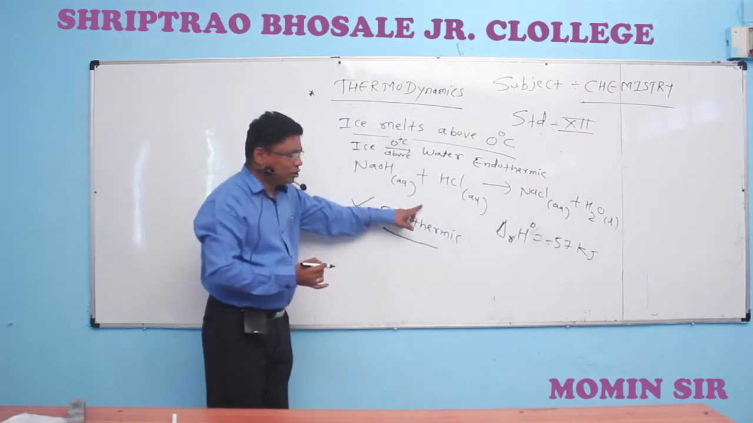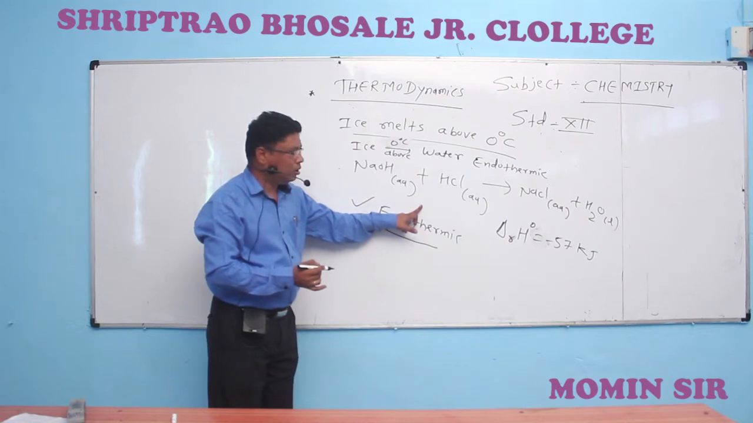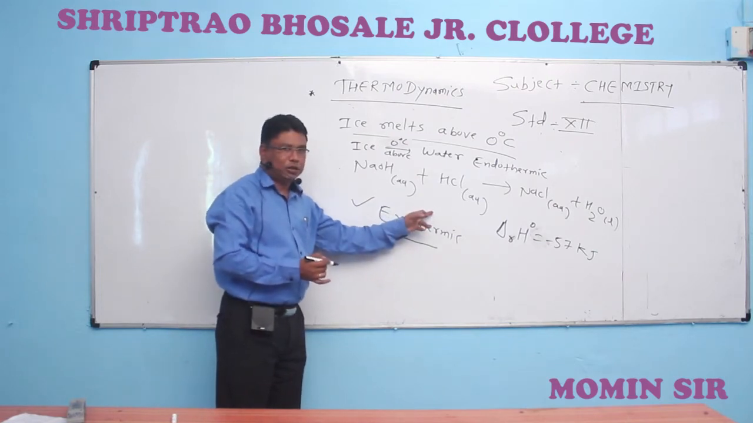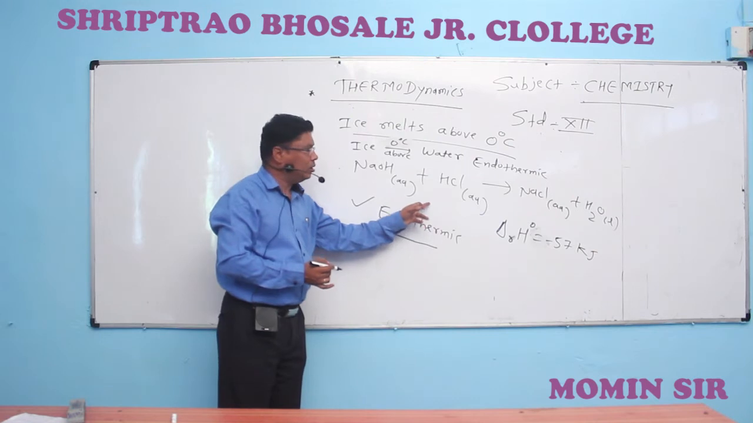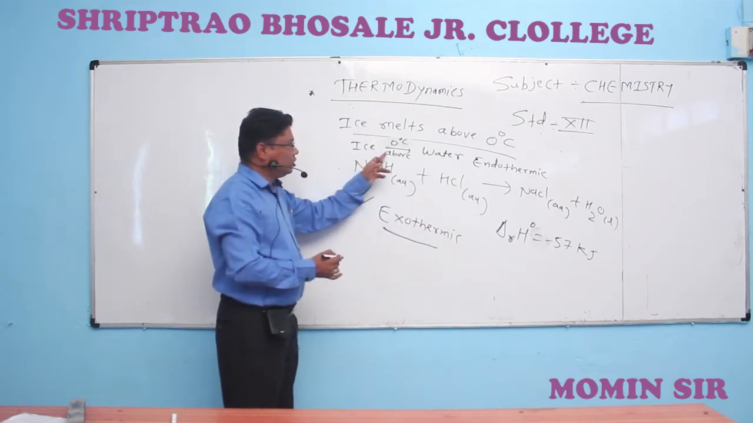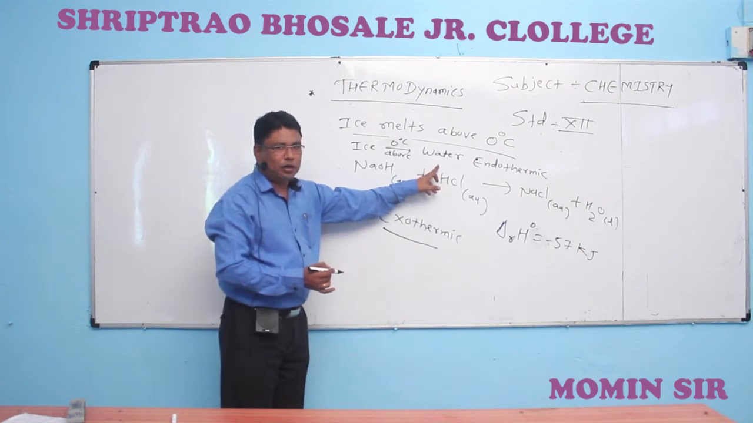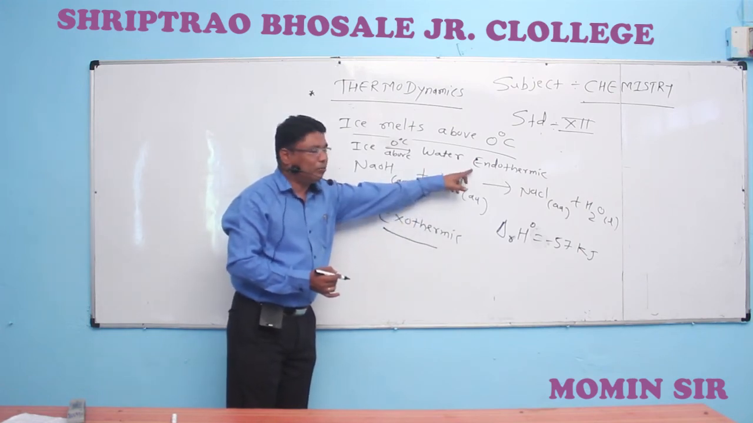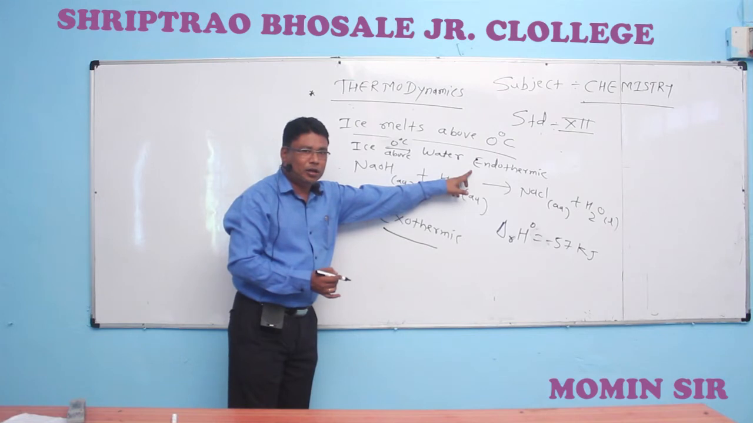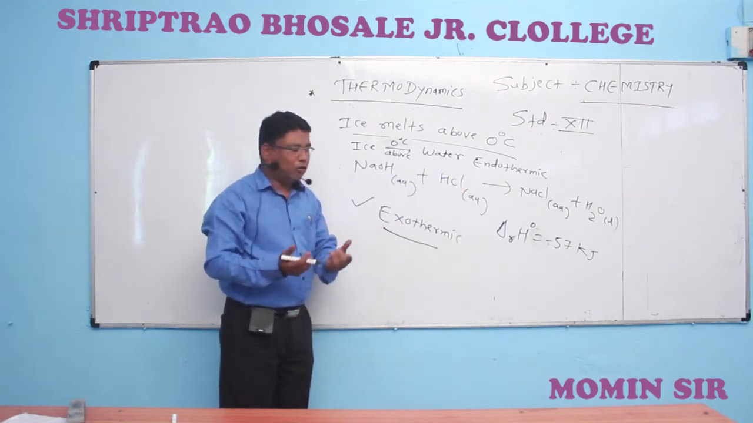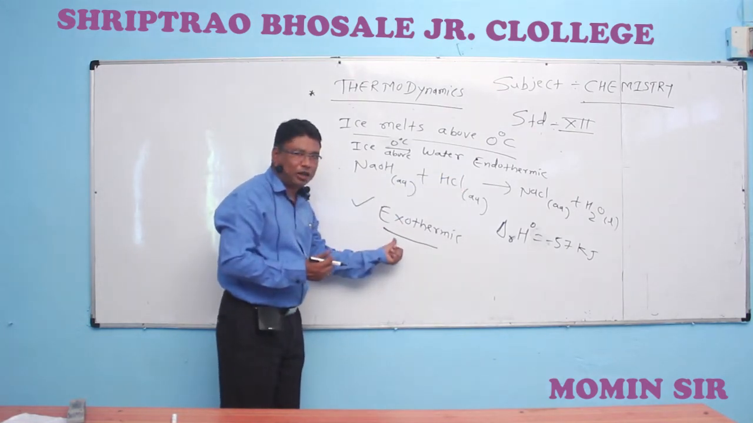Here this reaction is exothermic. It is spontaneous. It is irreversible. But ice melts above 0 degrees Celsius and it is converted into water. This reaction is not exothermic but it is endothermic. How can we say that only exothermic reactions are spontaneous?